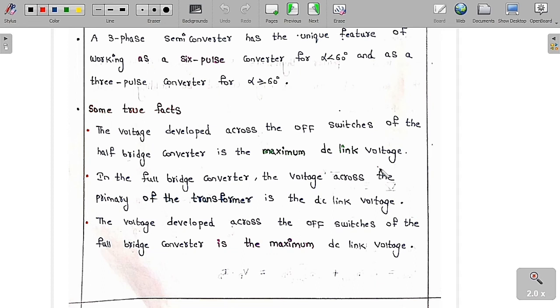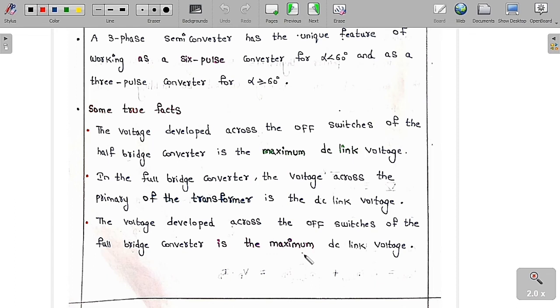So the voltage developed across the off switches of the half-bridge converter is the maximum DC link voltage. In the full-bridge converter, the voltage across the primary of the transformer is the DC link voltage. The voltage developed across the off switches of the full-bridge converter is also the maximum DC link voltage. Whether it is a full-bridge or a half-bridge converter, the maximum voltage across the off switches is equal to the maximum DC value.